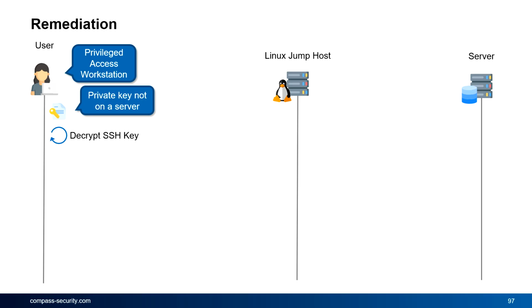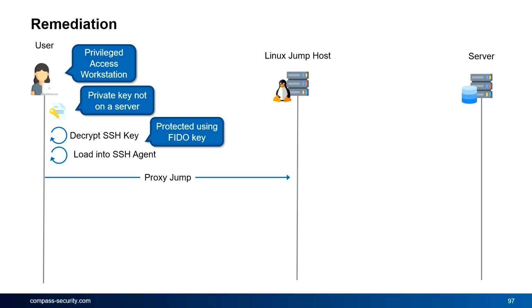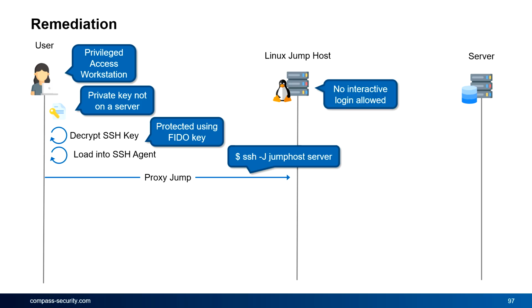So when she wants to use it, she first has to decrypt it, and in addition, it's also protected using a FIDO authenticator. Then this key can be loaded into the SSH agent, and now she can use the proxy jump option to access the jump host. For this, she specifies the -J option, or she uses a configuration file of her SSH client. And now here on the Linux jump host, no interactive login is allowed anymore because that's not required. No user even has a reason to log in there interactively.